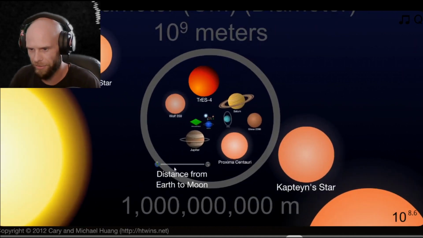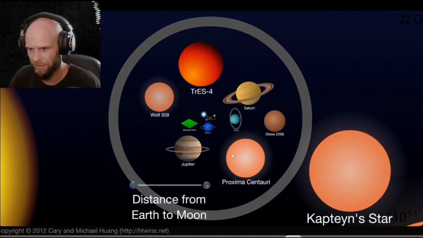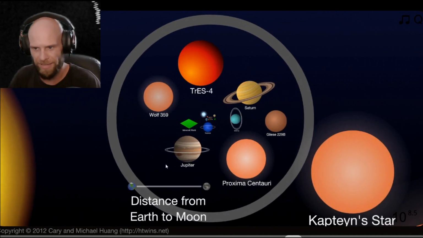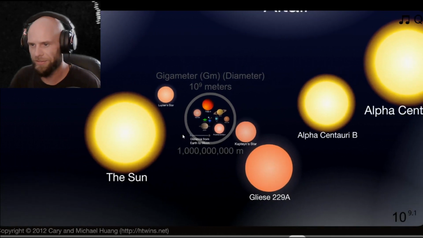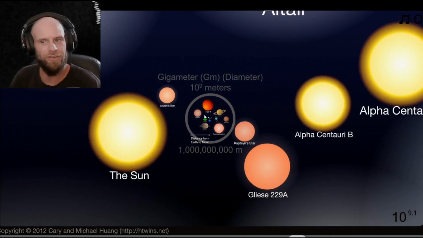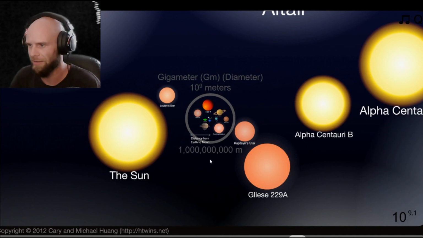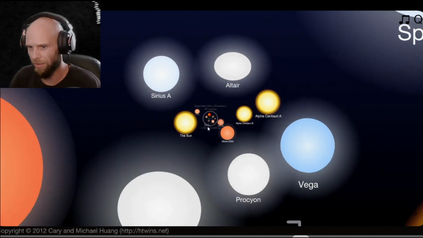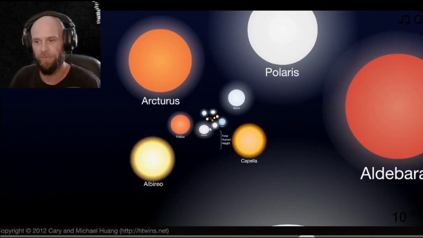Distance from the Earth to the Moon. Look at that. It literally has to go through Jupiter to get to the Moon. And then there's the Sun. Could you imagine if the Minecraft world was as big as the Sun? And then we see other suns, and oh, here's the part where we feel small.